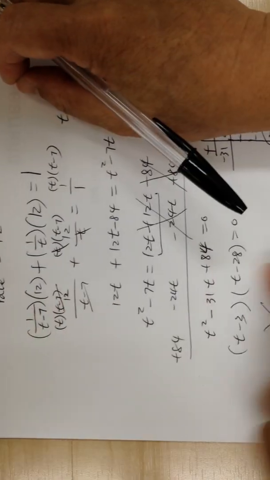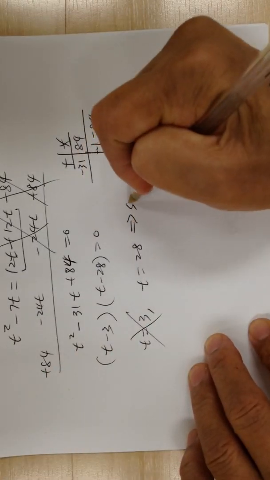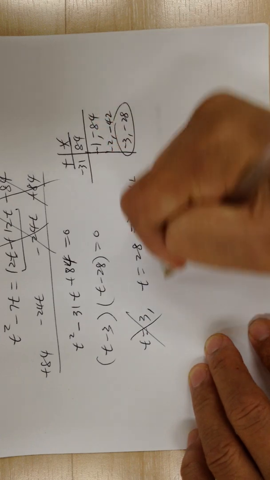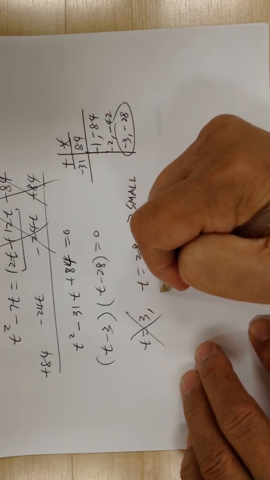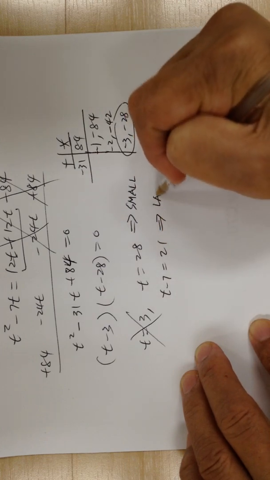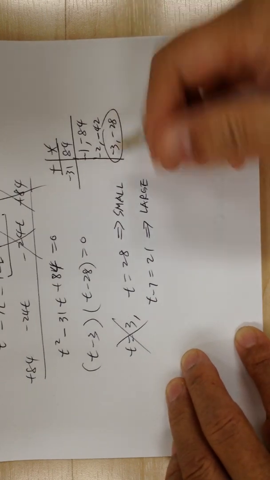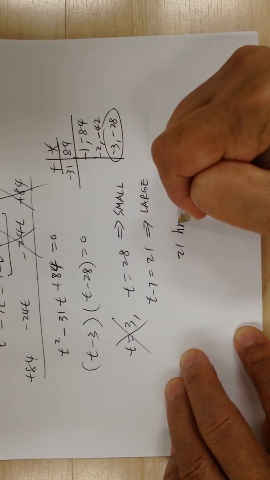Okay, so t is your small pump. So t equals 28 is for the small pump, and t minus 7 will equal 21, and this is for the large pump. And since it asks you for the large pump, the answer will be 21 hours.